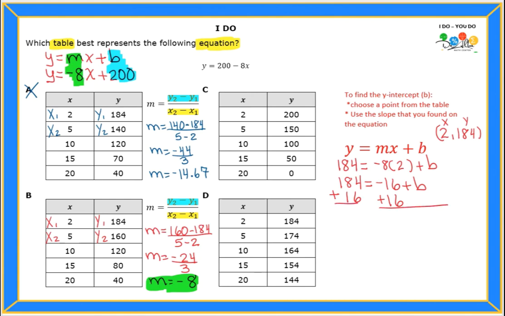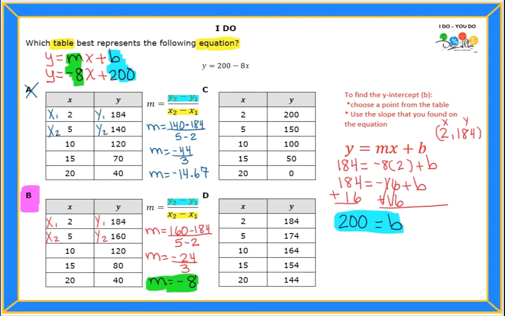So far, so good? All right. The 16s are going to cancel because one is positive and the other is negative, which leaves the b by itself. If we add 184 plus 16, we get 200. And I hope you say, bingo, because we found the number that I was looking for. We found the y-intercept of 200. And now I have both answers. So therefore, my answer should be letter B.